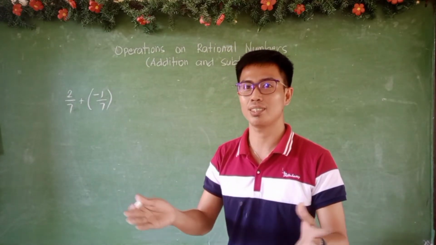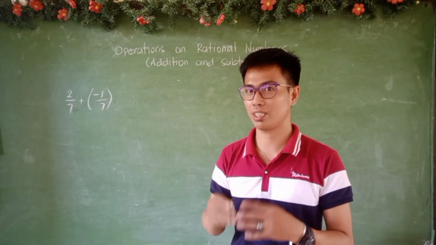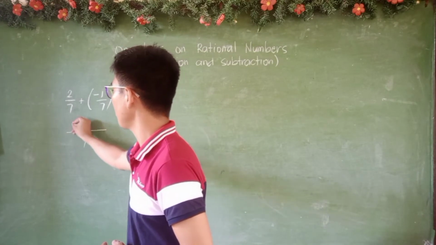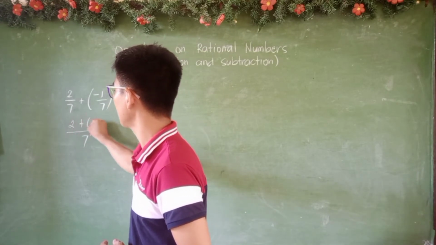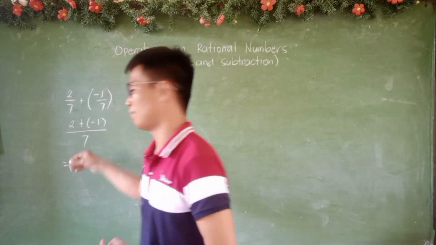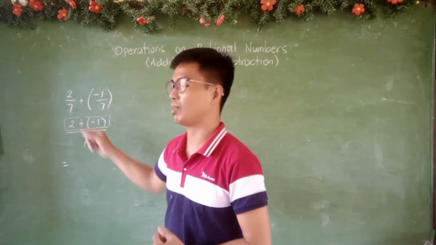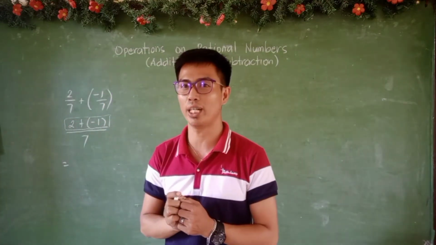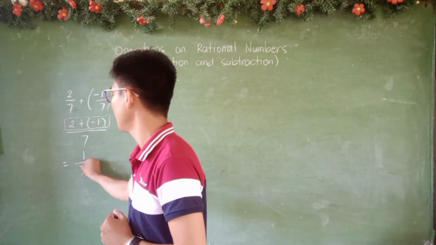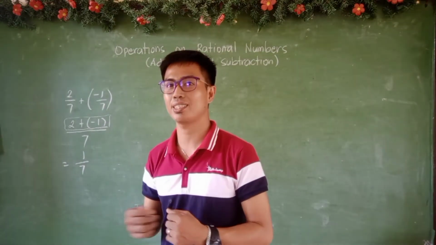So same procedure. Since parehas silang similar fractions, we're just going to copy the denominator. So that will be 7. And then we will have 2 plus negative 1. And so the result, balik tayo sa addition of integers. Itong nasa numerator natin. So addition of different side integers, so 2 plus negative 1 is 1 over 7. So that will be the answer in our first example.